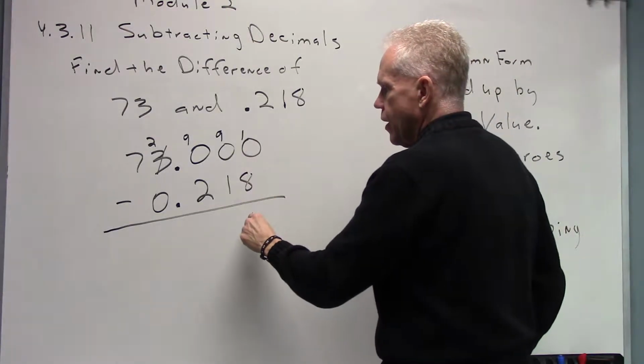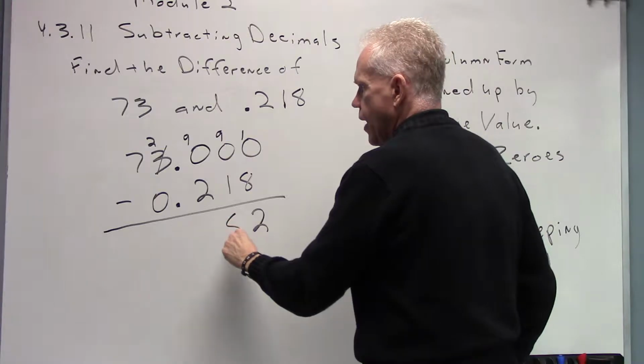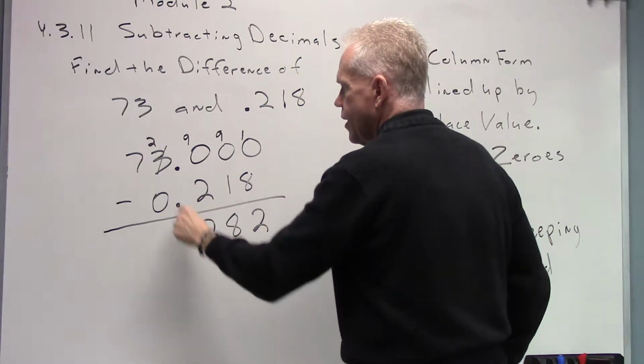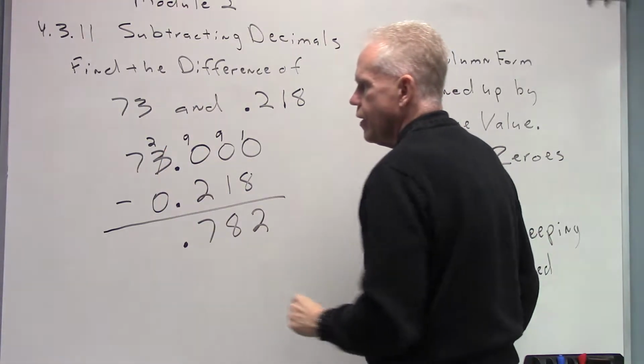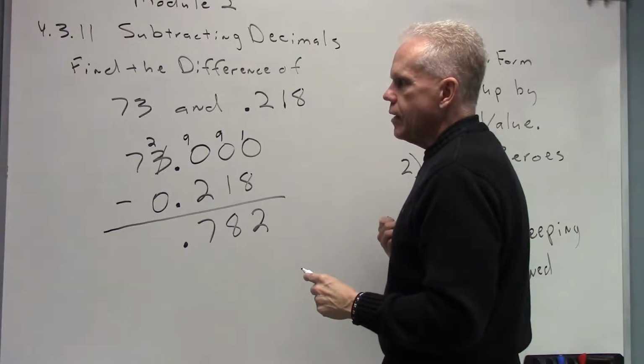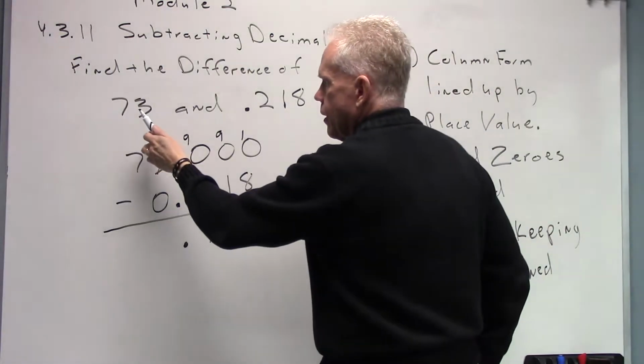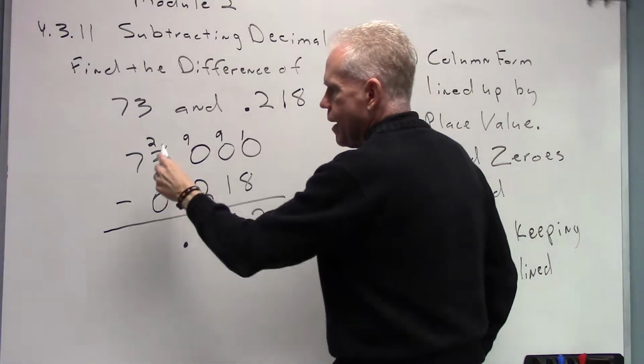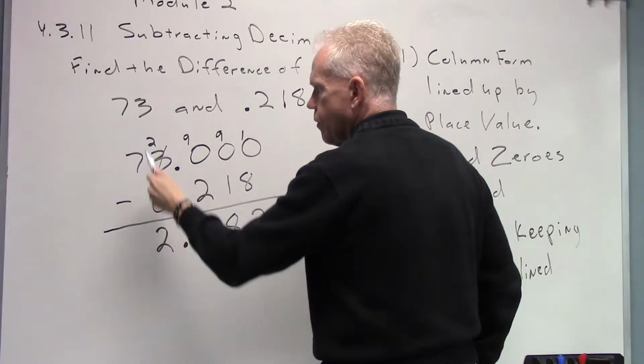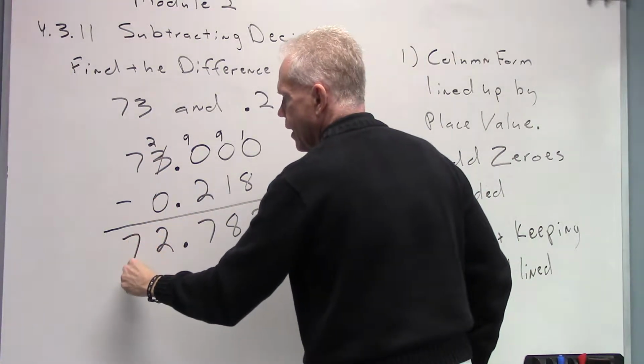Okay, of course 10 minus 8 is 2, 9 minus 1 is 8, 9 minus 2 is 7, decimal point, making sure it stays lined up right there, and then of course 2 minus 0 is 2, that's where I borrowed from, and then bring down that 7.